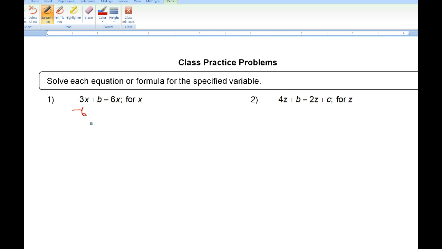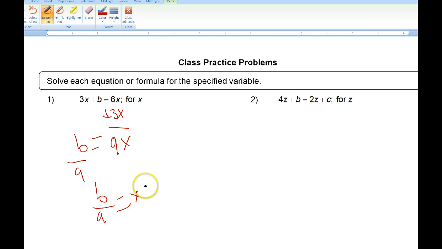You could do it. I would probably do plus 3x. It'll make the problem easier. But let's not isolate the x, because there's 2 x's. You get to choose which x you want to isolate. Subtract the smaller one, and then b divided by 9. Yeah, that's good. There we go.